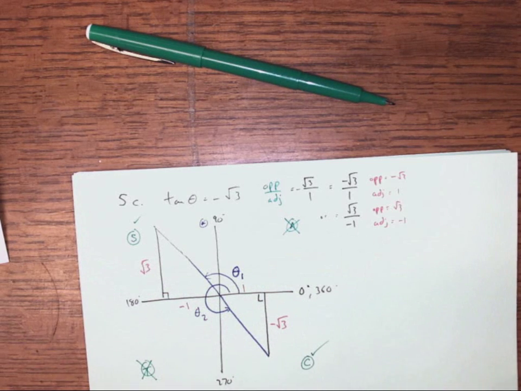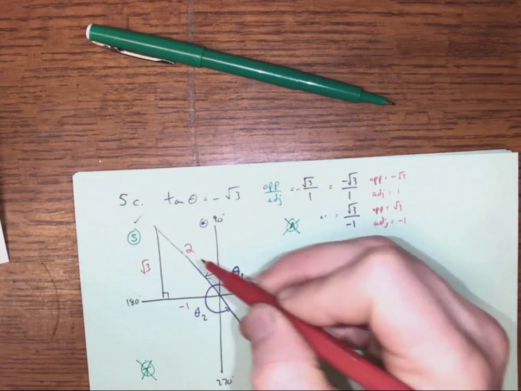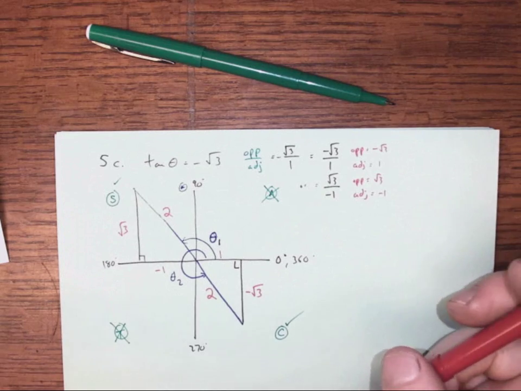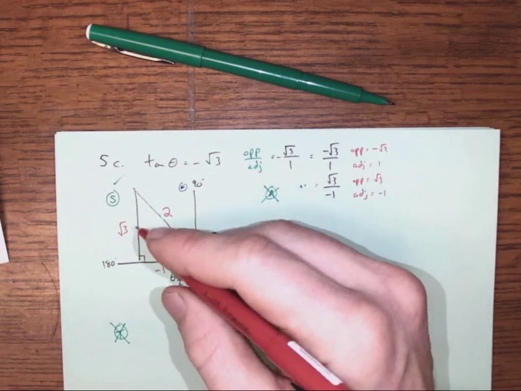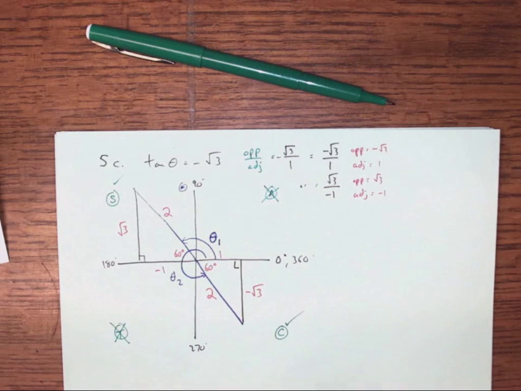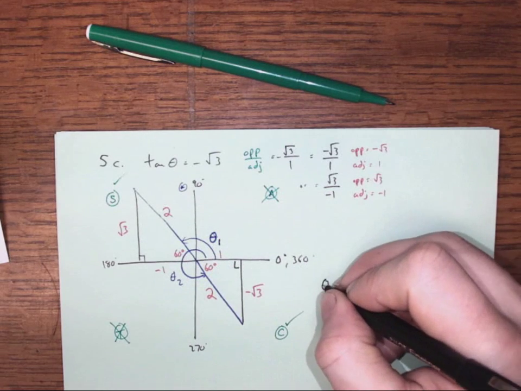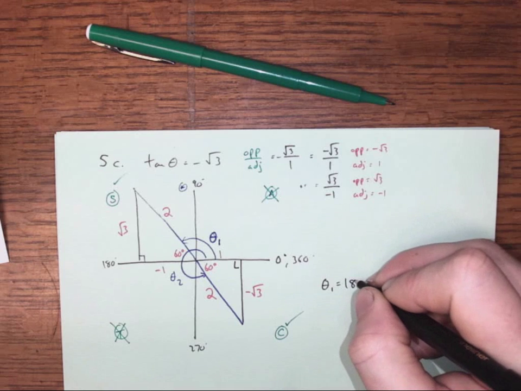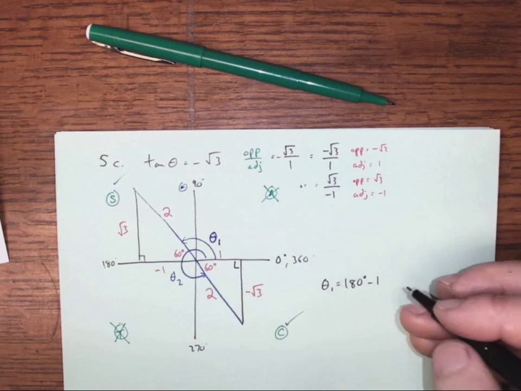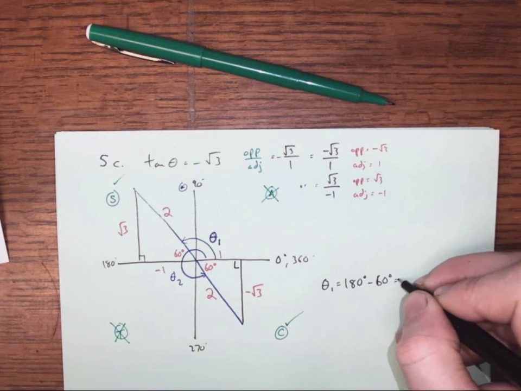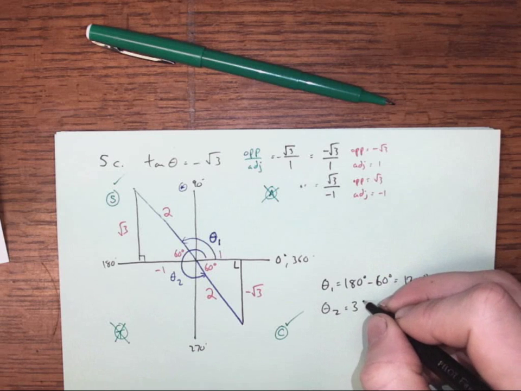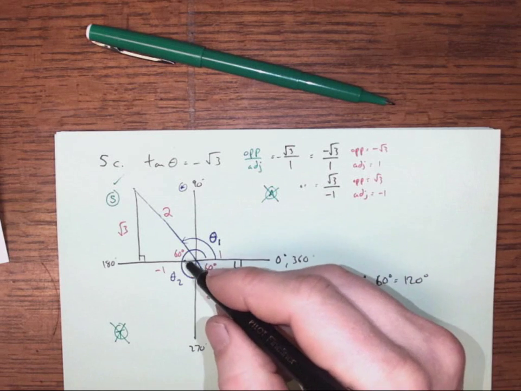Okay, and we know that that means that this angle is 60 degrees, our reference angle. Okay, so that tells us that θ1 is equal to 180 degrees minus 60 degrees, which is 120 degrees. And θ2 is 360 degrees, but it didn't quite get there. We're going to take away that 60 degrees, and it's going to take us most of the way there. That'll be 300 degrees.